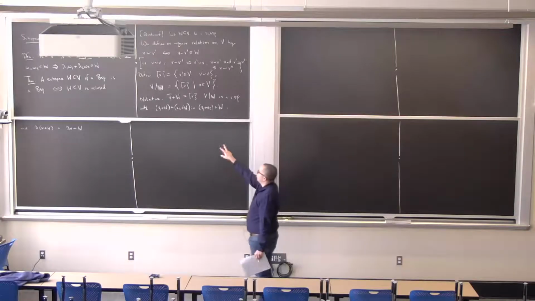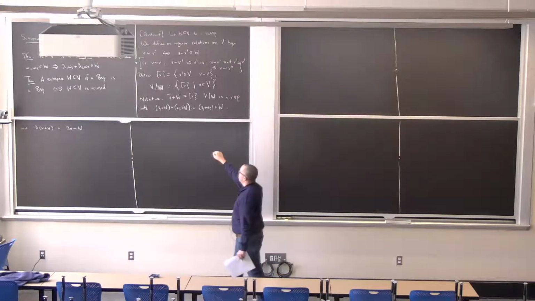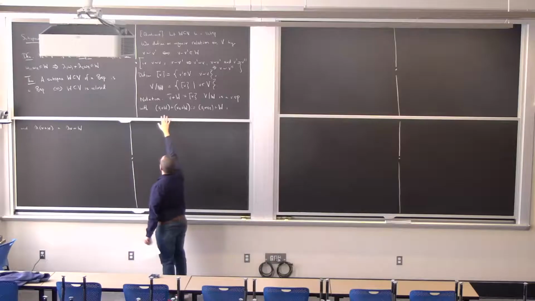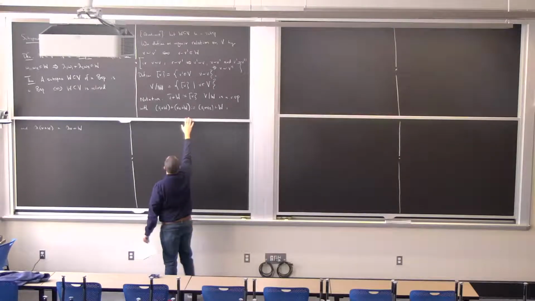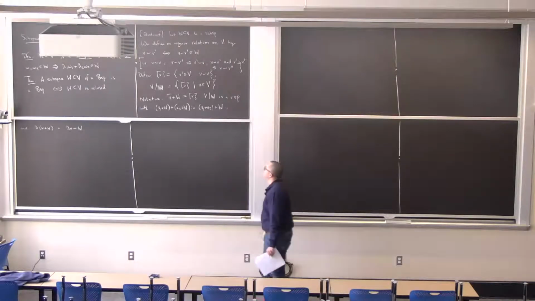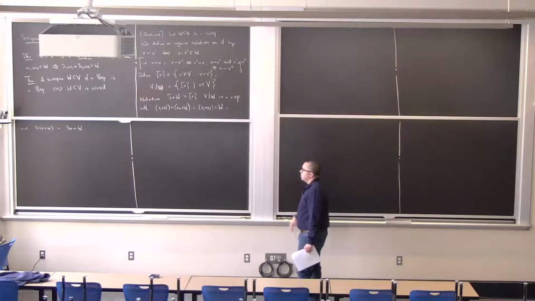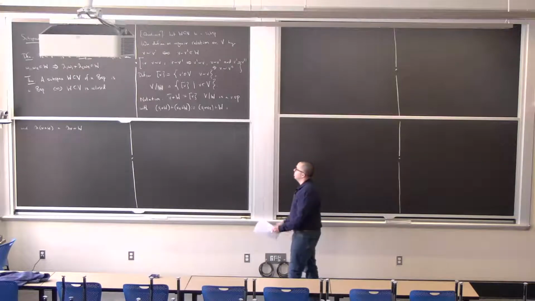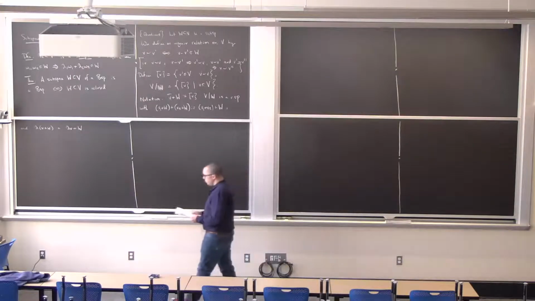Well, these are two equivalence classes, so if I take two other representatives, say v1 prime and v2 prime, do I get the same equivalence class as I did with the unprime, meaning is v1 prime plus v2 prime plus W the same equivalence class as v1 plus v2 plus W? And this is not too hard to see.